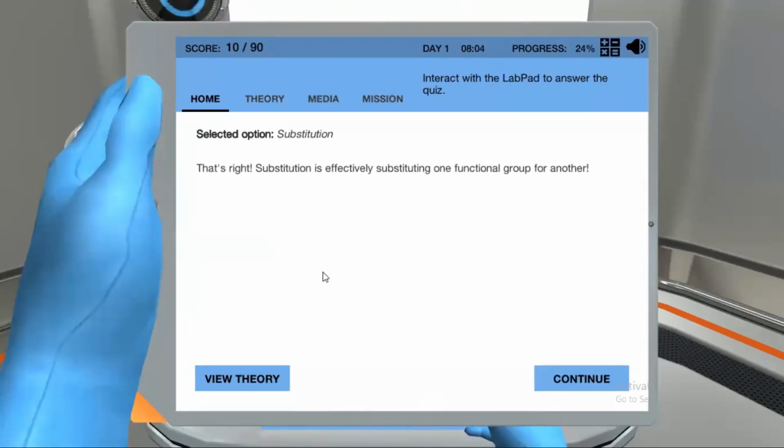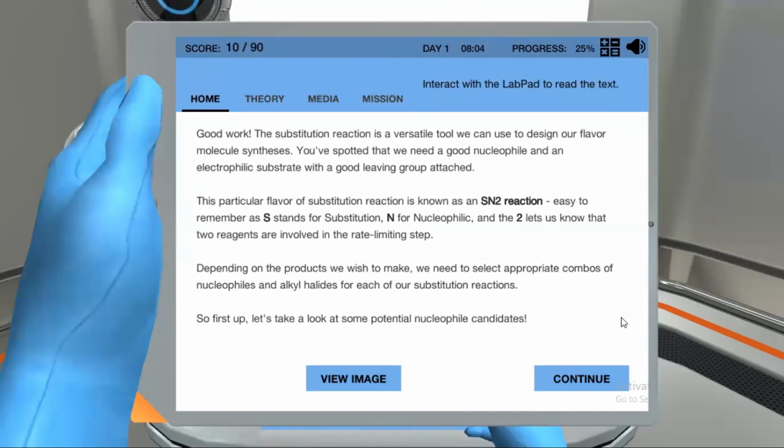That's right. Substitution is effectively substituting one functional group for another. Good work. The substitution reaction is a versatile tool we can use to design our flavor molecule syntheses. You spotted that we need a good nucleophile and an electrophilic substrate with a good leaving group attached. This particular flavor of substitution reaction is known as an SN2 reaction, easy to remember as S stands for substitution, N for nucleophilic, and the two lets us know that two reagents are involved in the rate-limiting step.